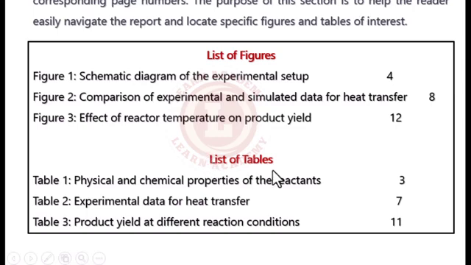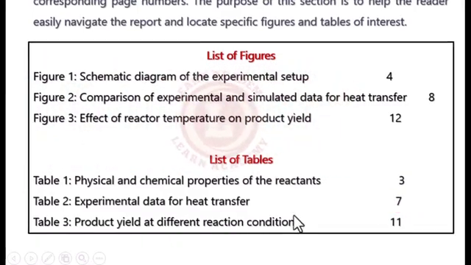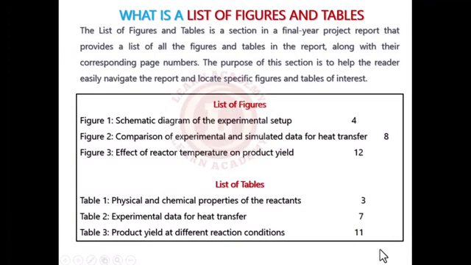Then you also have the list of tables. So list of tables, we have table 1. The table is physical and chemical properties of the reactant. Where can this table 1 be seen? Page 3. So you can see the page number there, 3. Then table 2, experimental data for heat transfer, can be seen on page 7, and like that, etc. You have it like that.